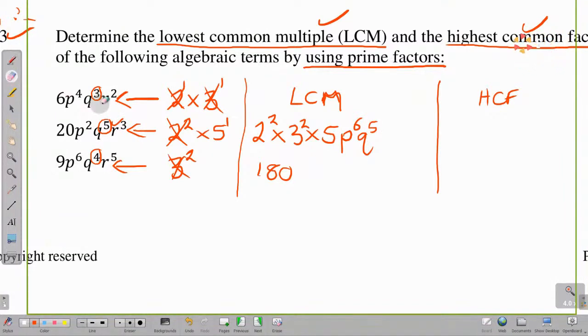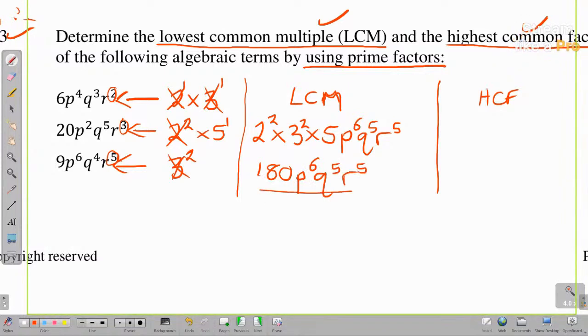The last one is your R. R squared, R cubed, and R to the power of 5. R to the power of 5 is the highest power. Guys, that becomes your LCM. If you want to simplify it, it becomes 180, P to the power of 6, Q to the power of 5, R to the power of 5. It is not complicated. You just needed to know this approach.